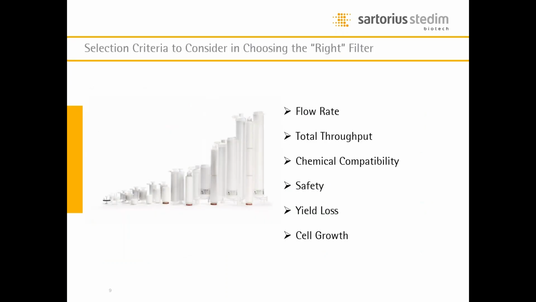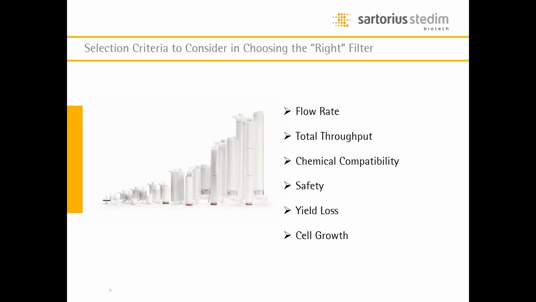So when it comes to selection criteria to choose the right filter for a process, what are really the parameters that we are interested in? First of all, it's the flow rate, of course. So it's important if there are only droplets coming out of the sterile filter, or if there's a constant flow. The total throughput, the capacity, simply tells us how many cartridges or capsules are used for a given batch. The chemical compatibility.